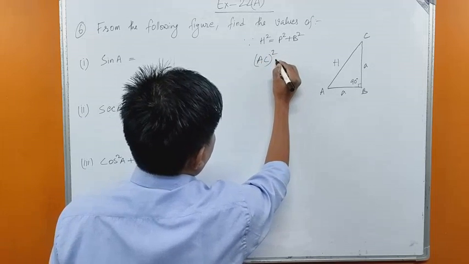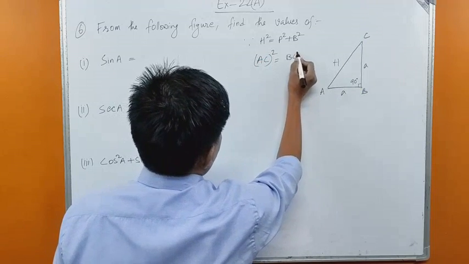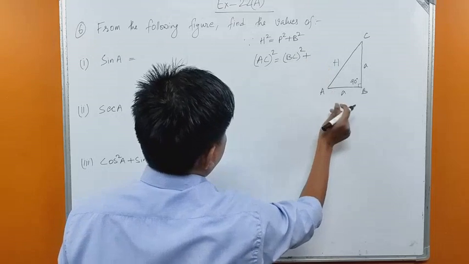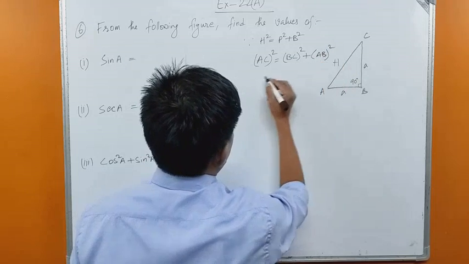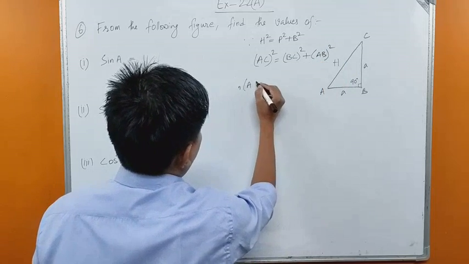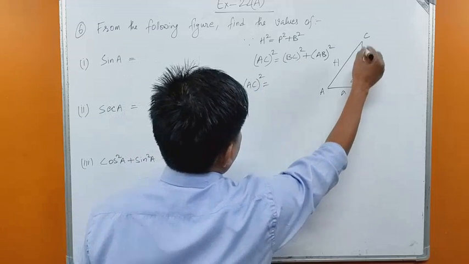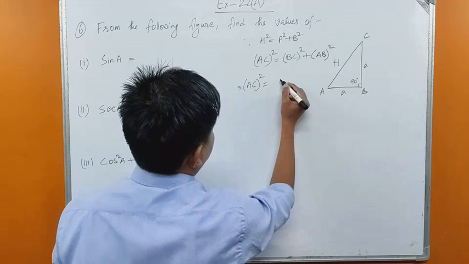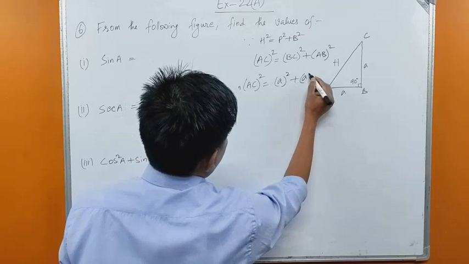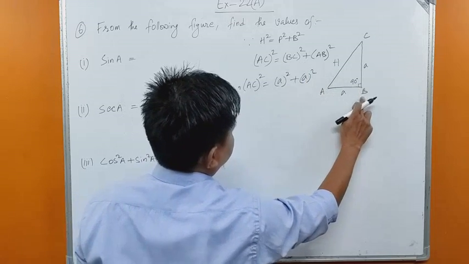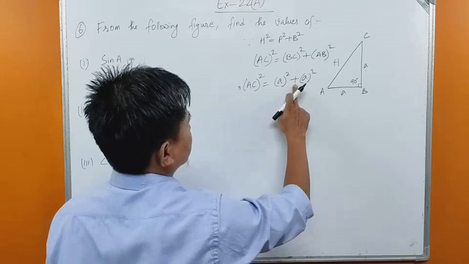AC square equals to, what is perpendicular? BC square plus, what is base? AB square. Or AC square equals to BC means a, and AB means also a. A square plus a square. BC is a, and AB is also a.